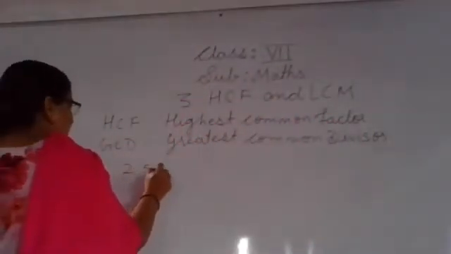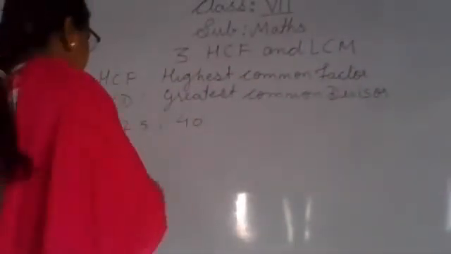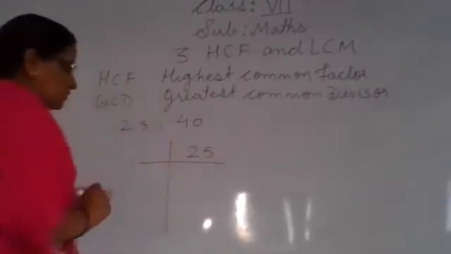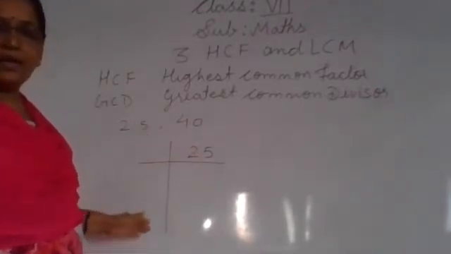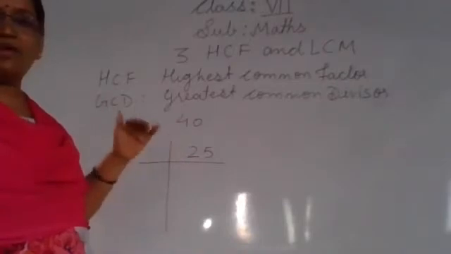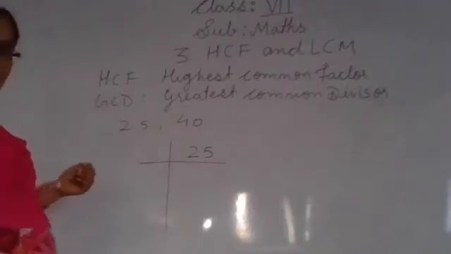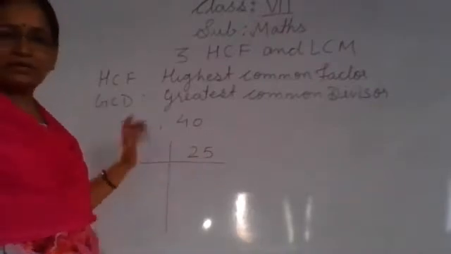Okay, so let us take first two numbers, 25 and 40. Here we will learn how to find the HCF of 25 and 40. First we will find the factors of 25. Now see, beta, it is an odd number. So on this side you have to take only the prime numbers. What are the prime numbers? 2, 3, 5, 7, 11, 13, 17, 19, etc. Now see, it is an odd number, so it cannot be divided by 2.